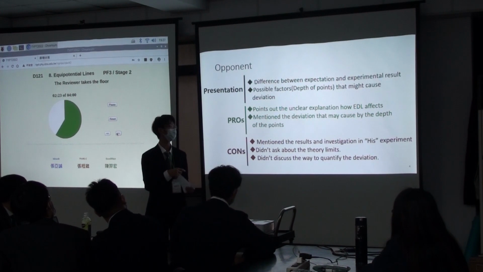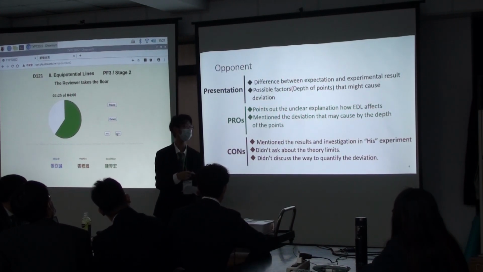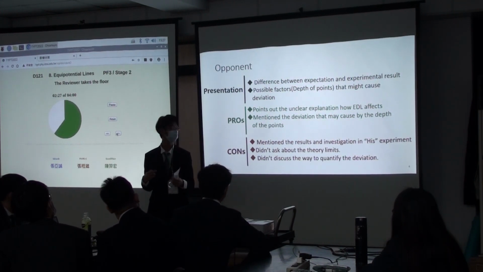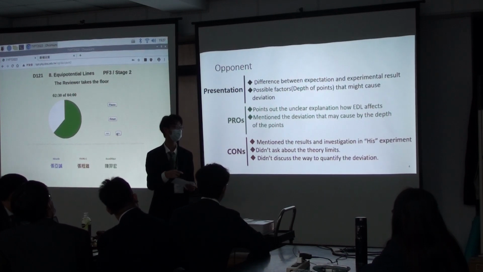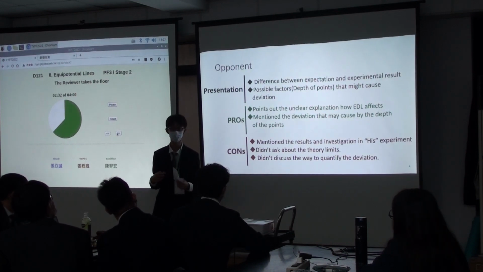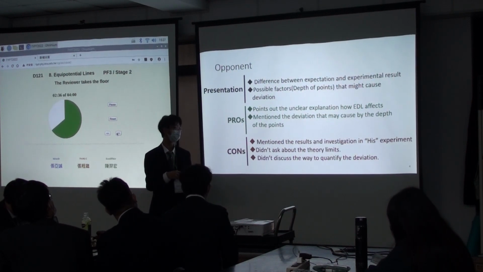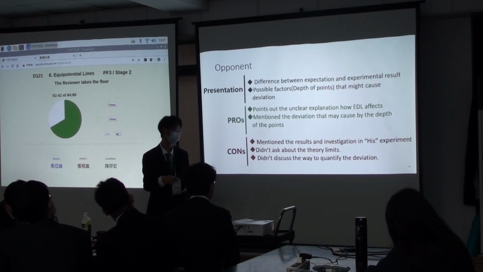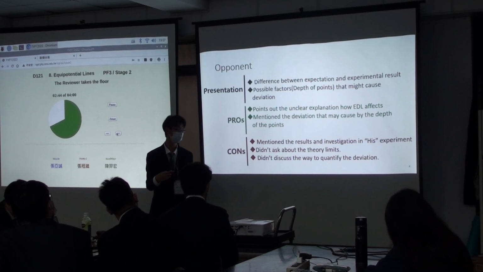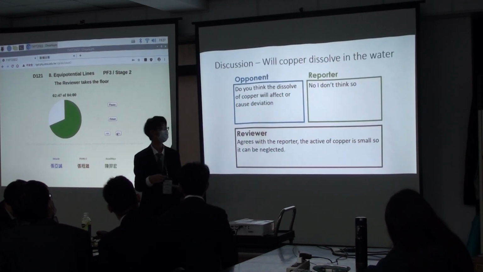The pros for the opponent: he pointed out the unclear explanation about how the EDL affects, and he mentioned a deviation that may be caused by the depth of the point. But the opponent didn't do well. He mentioned the result and investigated in his experiment, and he didn't ask about the theory limit, and he didn't discuss a way to quantify the deviation.